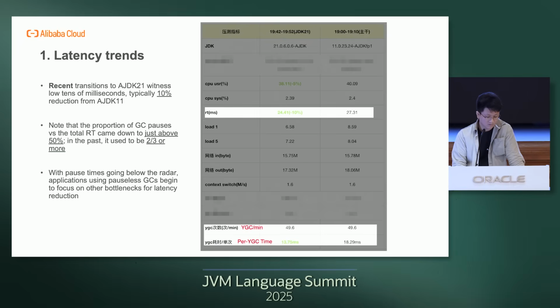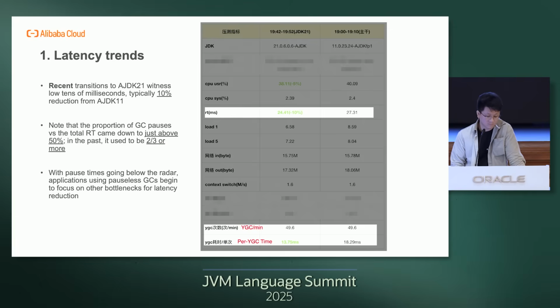In more recent times, we have made transitions to JDK 21, and this witnessed low tens of milliseconds. And typically, we can achieve a 10% reduction from JDK 11, as shown in the table on the right. And interestingly, the young GC time reduces even more.